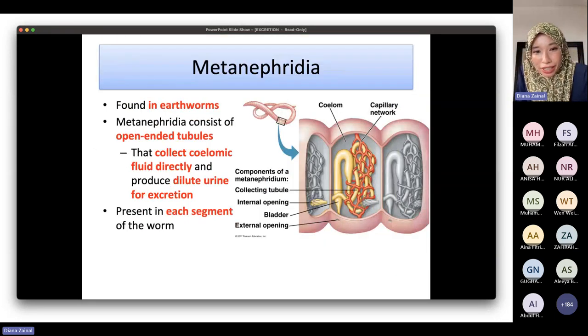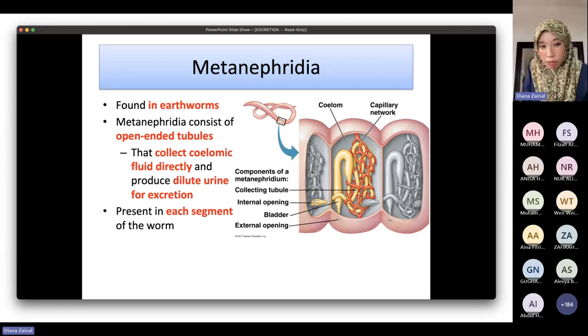Yalah, okay. Okay, metanephridia. So, this is on earthworm. Okay, earthworm is like cacing tanah lah. So, dia punya kidney tu is a bit different over here. They consist of open-ended tubules. Tadi, dead end. This is open-ended pula, that collects coelomic fluid directly and produces dilute urine for excretion.